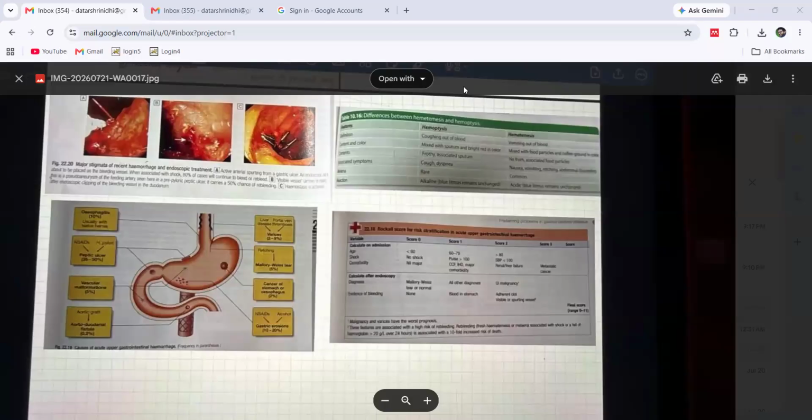Also, I wanted to talk about the difference between hematemesis and hemoptysis. We know how to differentiate it, but just for the sake of it, in the case of hemoptysis there is coughing out of blood. In hematemesis, there is vomiting of blood. This presents with sputum. This is mixed with food particles, and the associated symptoms are also different. So we can easily differentiate between hemoptysis and hematemesis. That's it, sir.